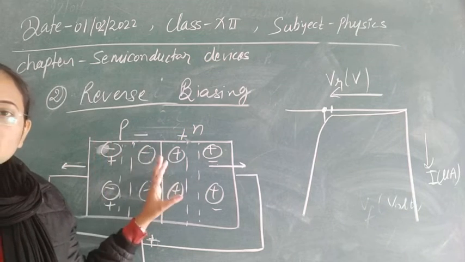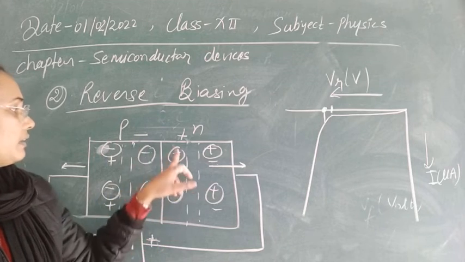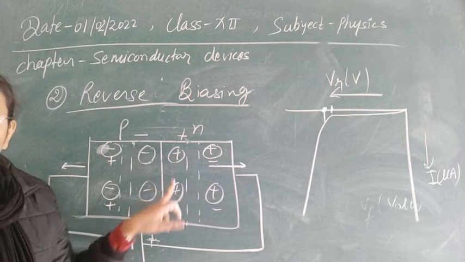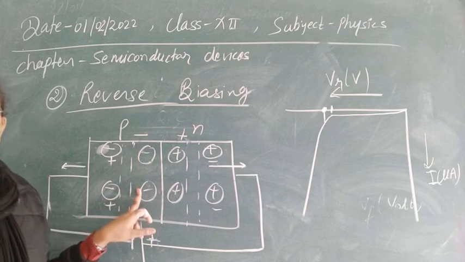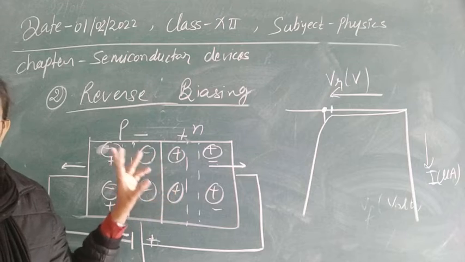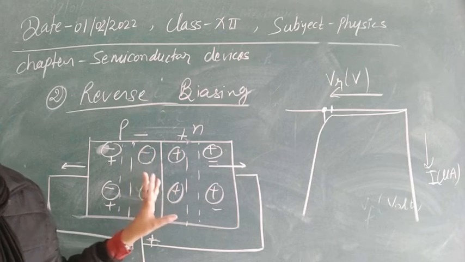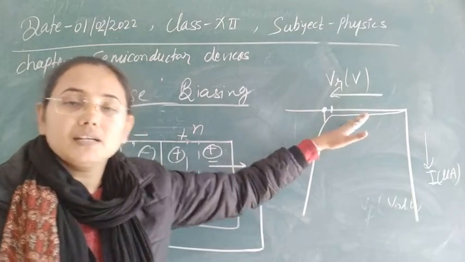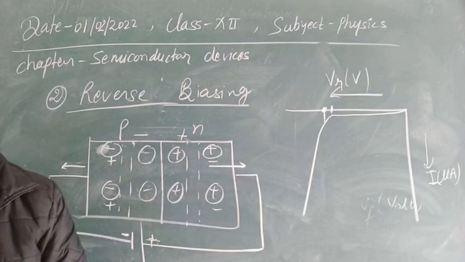And the second method is that we can break the covalent bonds of these ions that are accumulated inside the junction and are producing this barrier potential. So these are the two methods we can apply here. The second method is for reverse biasing, and the first method is for forward biasing.